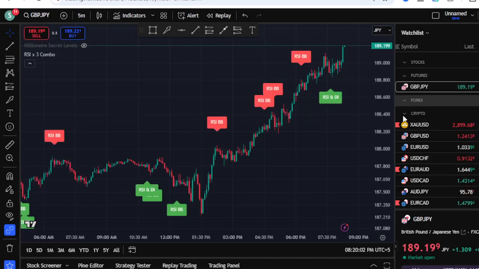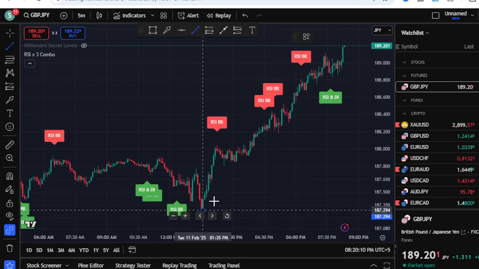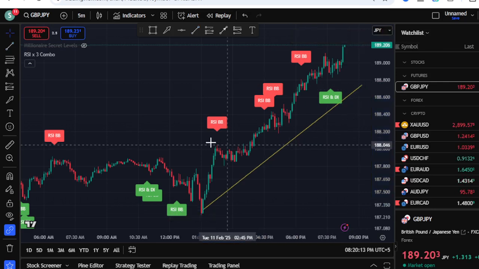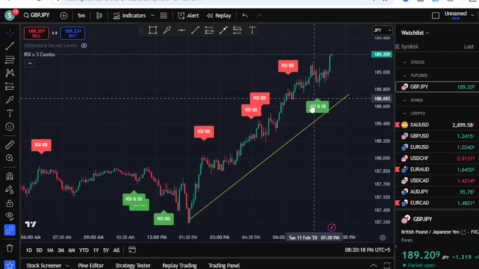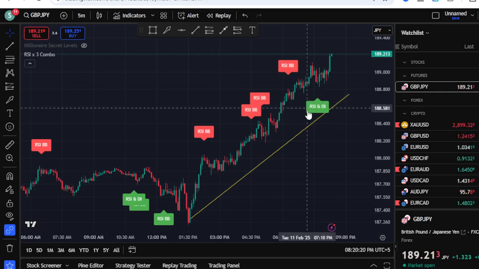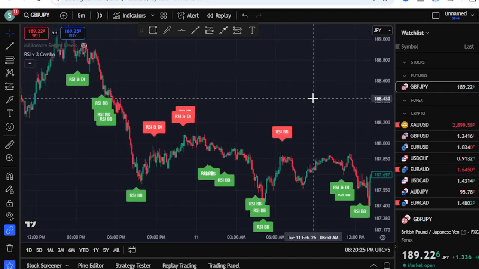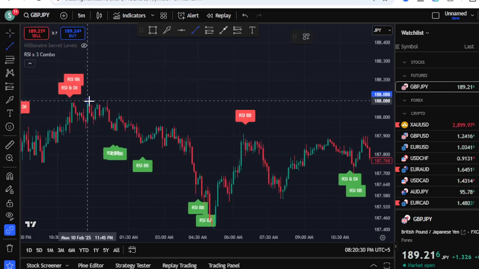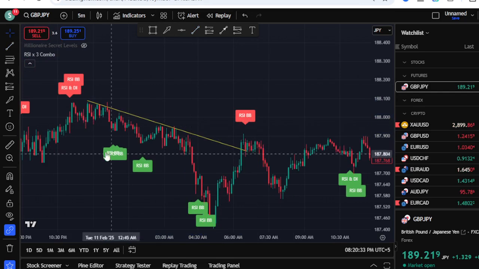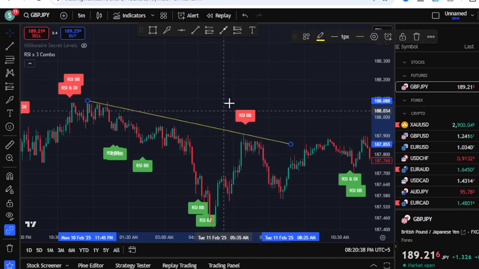Let's have a look at Pound JPY. Now you can see this is a trending market. In a trending market, always take help from the trend lines. Never sell in a trending market when the price is going up. Instead, you should be looking for the bullish signal. Similarly, let me show you an example. This was a bearish trending market at that time, so I would not be looking at these buy signals. Instead, I will be looking for a sell. So this is the better opportunity that we have on this indicator.